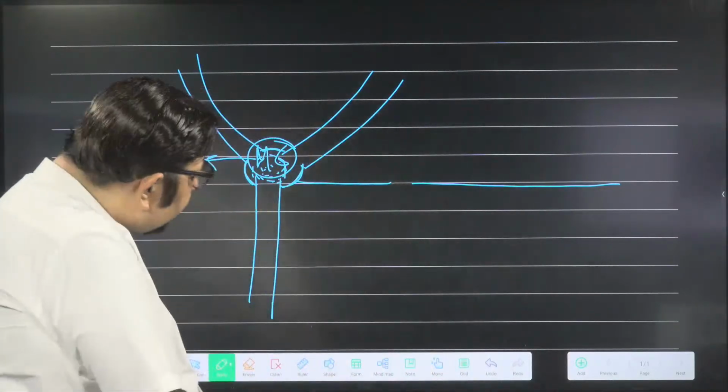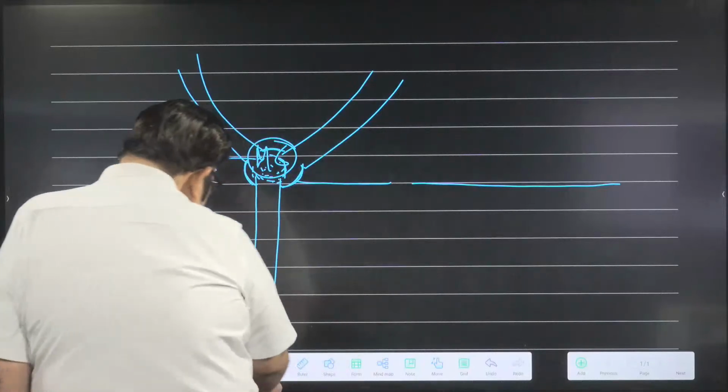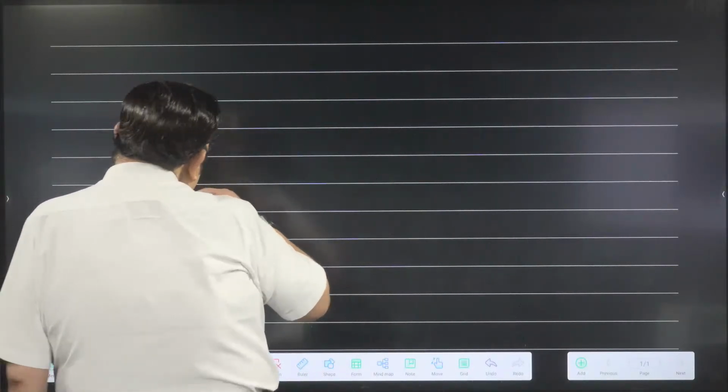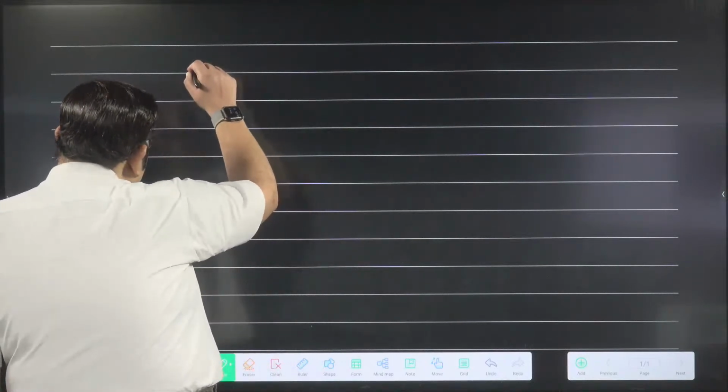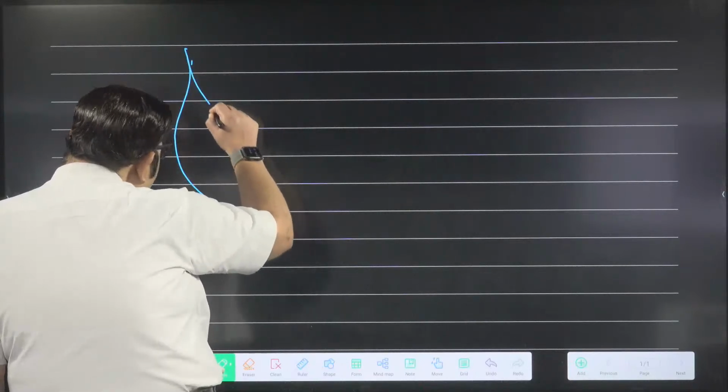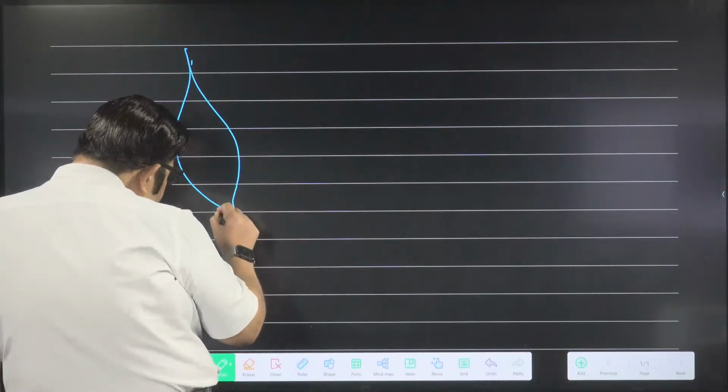Now each ovary is a compound ovary, and it is made up of 8 units, 8 tubules, which are known as ovarioles. Okay. So suppose if this ovary that you see on the left hand side, okay, this ovary.